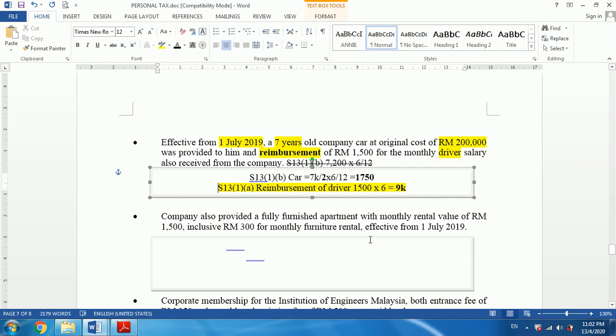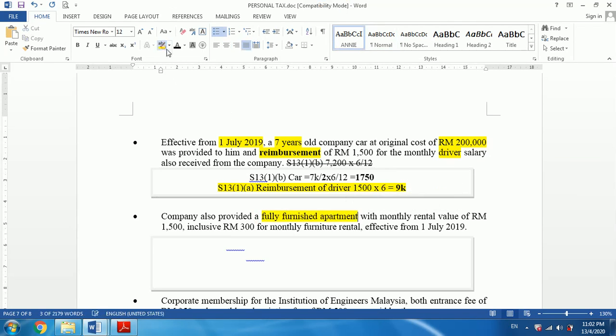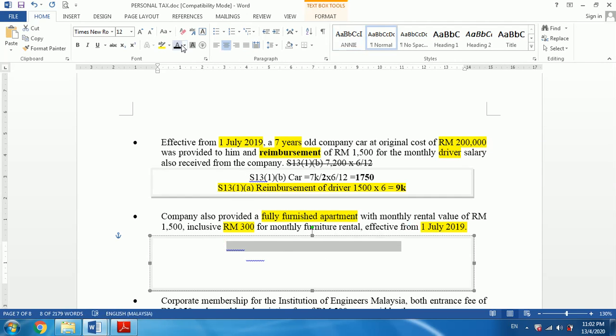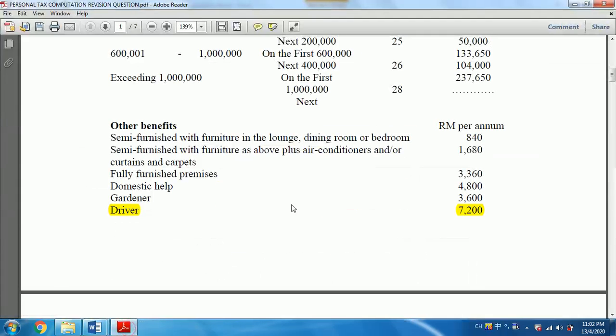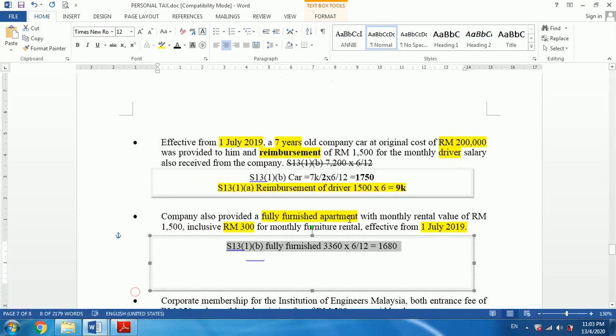Okay, next one, we have a fully furnished apartment given by the company to Ken starting on 1st July 2019. The furniture value is 300 per month, but basically we can ignore this because furniture is recorded into 13(1)(b), and according to 13(1)(b), the furniture value is actually 3,300, if you notice from your table reference list. So this 3,300 that we put in, remember, times 6 out of 12 because it's effective from July. Then we are left with the apartment part. Because this apartment is a normal house, and Ken is working as a senior engineer, which is a normal position in the company.